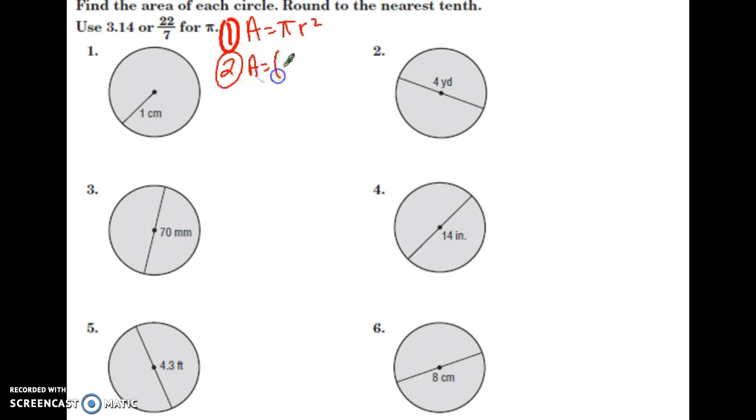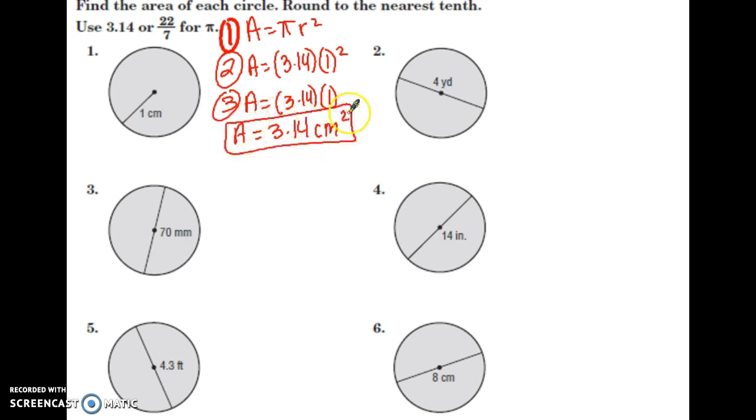Area equals, remember we use 3.14 for pi, times the radius is halfway through the circle, so our radius is 1, squared. And number 3, we calculate. 1 squared is 1, because that's 1 times 1. And 1 times 3.14 is 3.14 centimeters squared. Remember your unit for area is always squared.